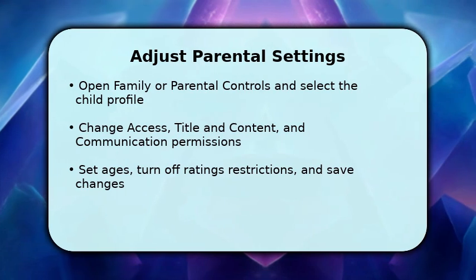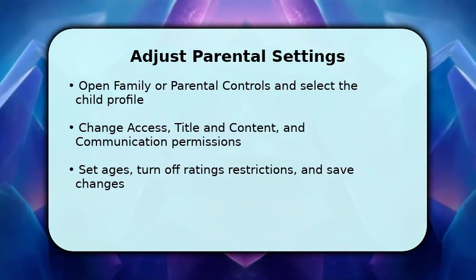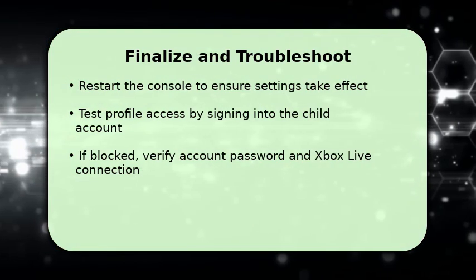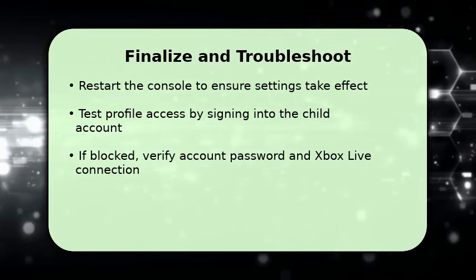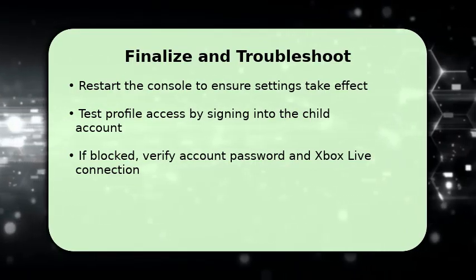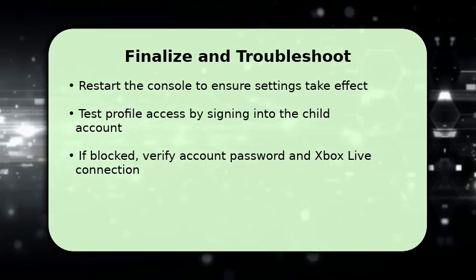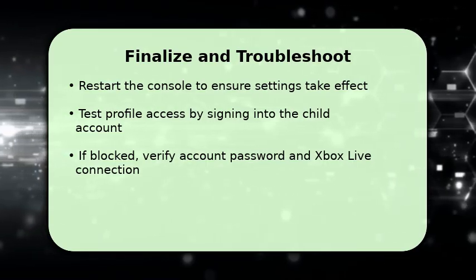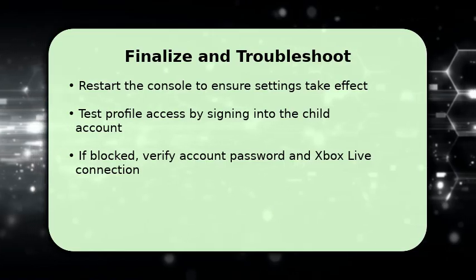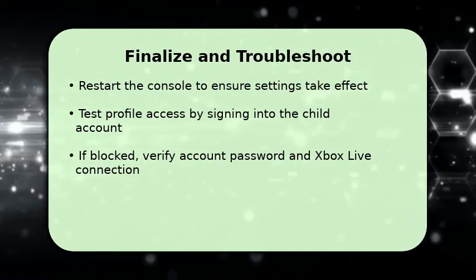After saving changes, restart the Xbox 360 to ensure settings propagate. Then sign out and test by signing into the child profile to confirm access to games, video, and online features you adjusted. If something remains blocked, recheck that you changed the correct profile and entered the adult password correctly.